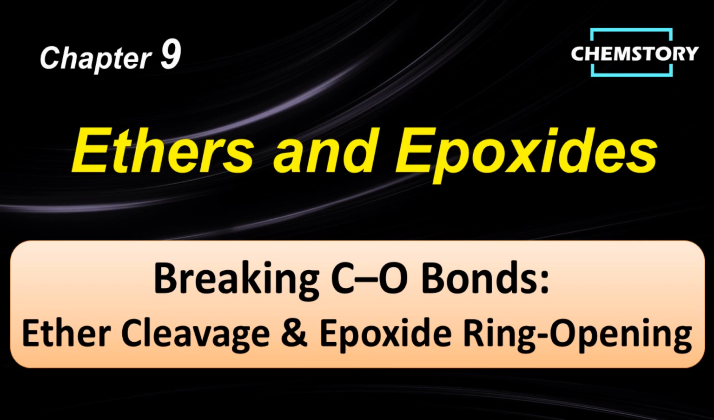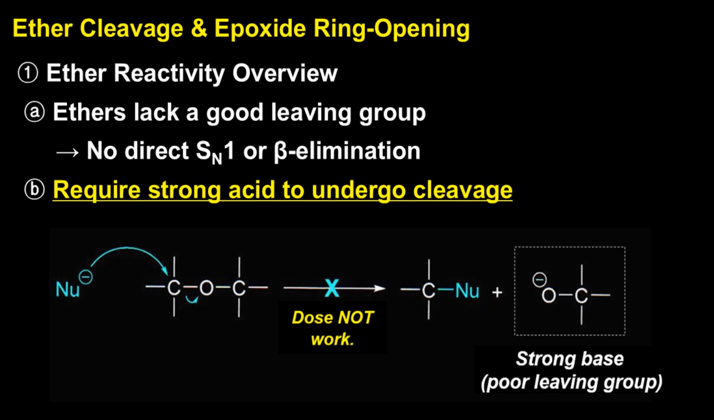Today, we're going to talk about how ethers and epoxides react, specifically how their carbon-oxygen bonds can be broken. We'll focus on two key reactions, ether cleavage and epoxide ring opening. Now, ethers are usually pretty stable, but under the right conditions, especially when you use strong acid, those C-O bonds can be broken in a controlled way. So in this lesson, we'll break it down step by step and take a closer look at how these reactions actually work. Let's start by thinking about how reactive ethers are in general.